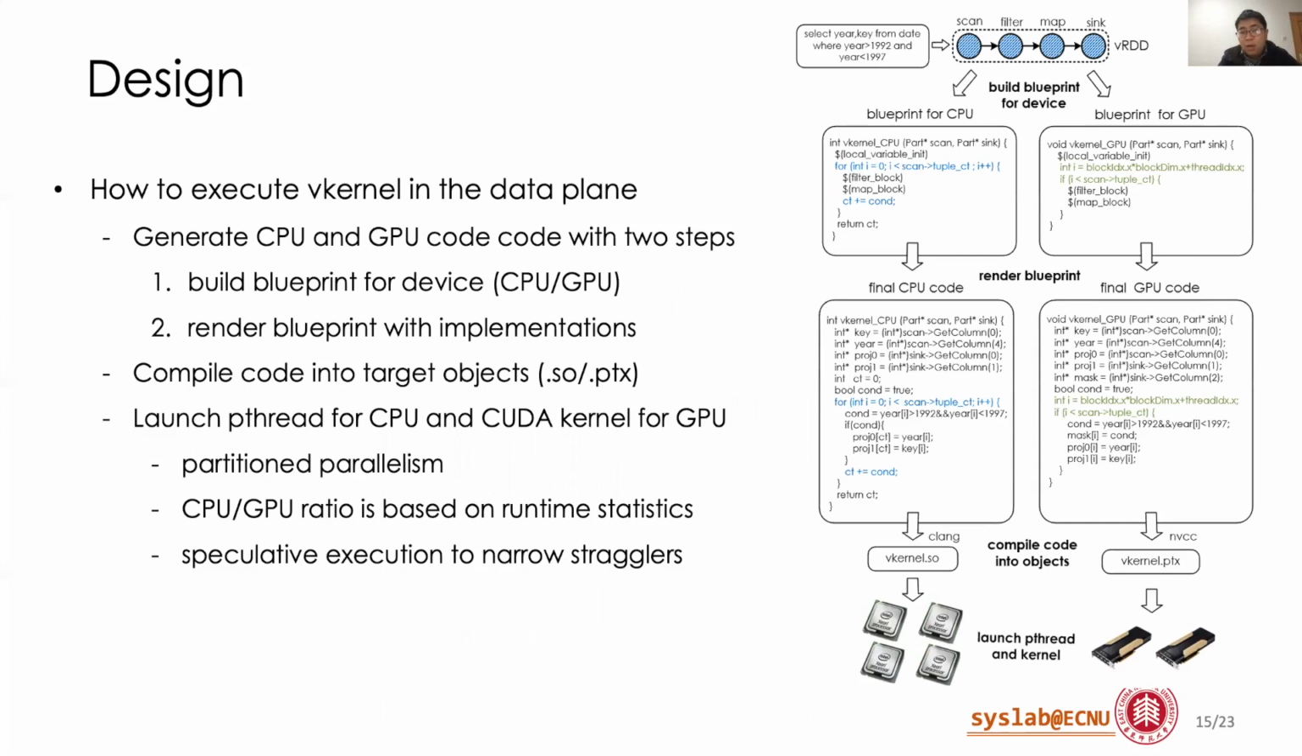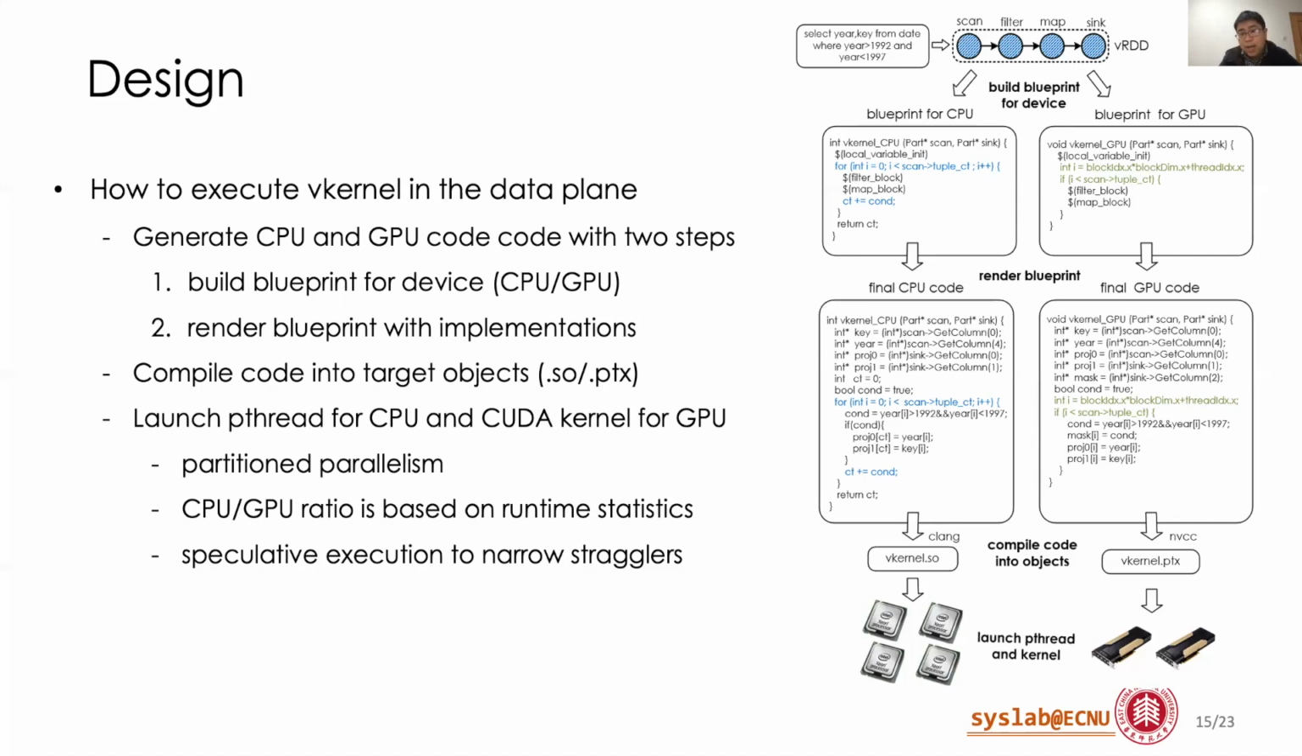After the control plane offloads computing to the data plane, it will be executed as a vKernel. The data plane will generate both CPU and GPU code for each vKernel in two steps. First, the data plane builds a blueprint for each target device that has the details of each action. Then the data plane fills each action with its implementation. After that, CPU and GPU code will be compiled to target objects such as SO and PTX files by using Clang and NVCC compilers. Based on the target objects, the vKernel will be launched as pthread for CPU and CUDA kernel for GPU.